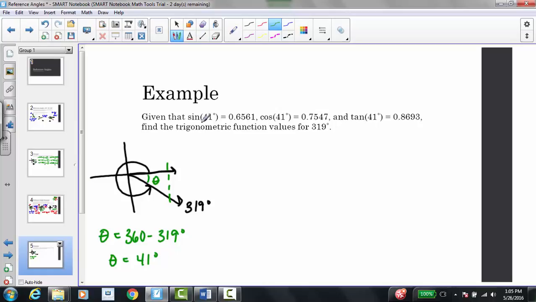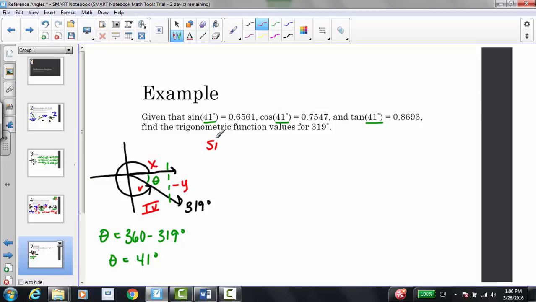Of course, up here, they gave us the answers for sine, cosine, and tangent of 41 degrees. Again, 41 degrees is in quadrant 1, which is why all of those values are positive, and 319 is in quadrant 4. So all we're really going to have to do is change the sign of the values that they've already given us. In quadrant 4, we have a positive x, a negative y, and a positive r value.